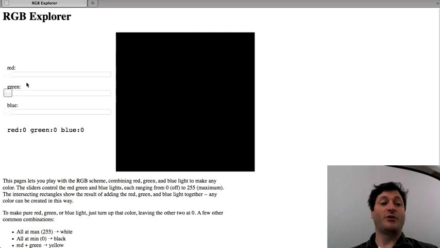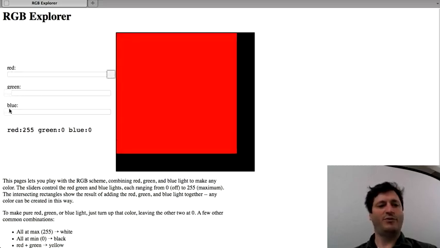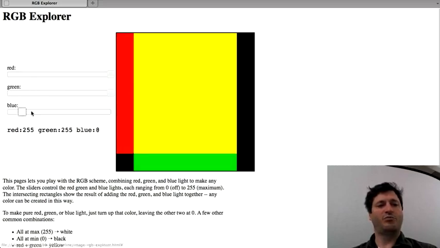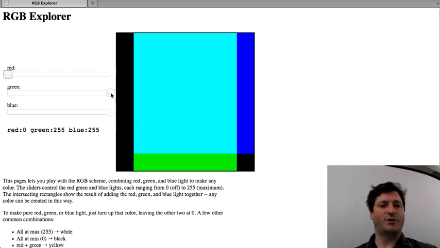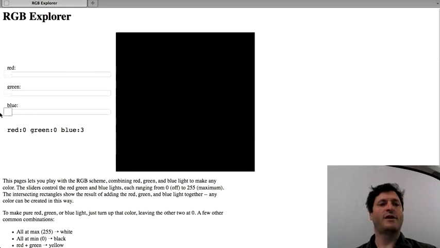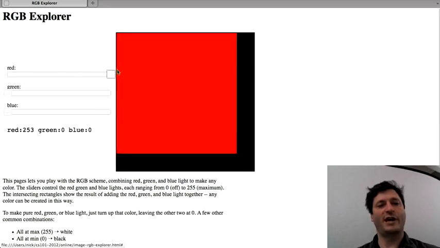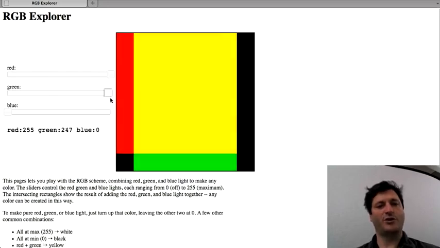On the other end, if I want to make white, this is the case where I take red and turn it all the way up, and green and blue, and turn them all the way up, and that's how I get white. So all the numbers at 255, that's white, and then turning them all the way down, all at 0, that's black. So let me show just a few combinations here. I think probably the most interesting one is red plus green. If I turn red up and I turn green all the way up, what I get is yellow.